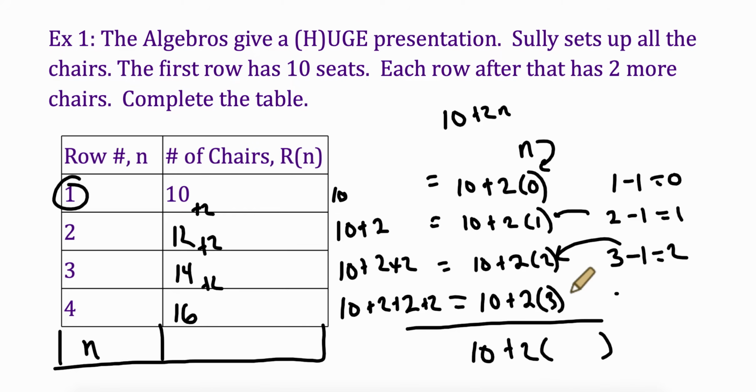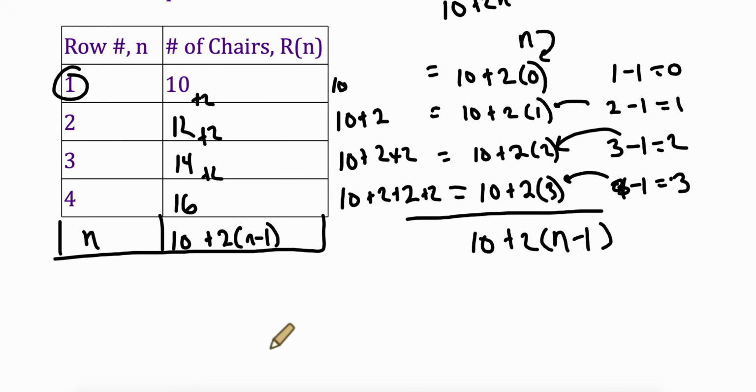Here, I had 3, but I wanted to subtract 1. I was at row 4, subtract 1, I get to n is 3. So really, if I'm at row n, I want to subtract 1. So our explicit formula would be 10 plus 2 times n minus 1. And the great thing about that is now we have a number of chairs. We have a formula. We can find any.